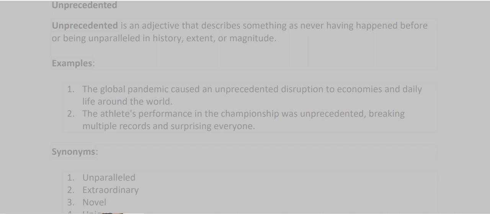Unprecedented. Unprecedented is an adjective that describes something as never having happened before or being unparalleled in history, extent, or magnitude. Examples. 1. The global pandemic caused an unprecedented disruption to economies and daily life around the world. 2. The athlete's performance in the championship was unprecedented, breaking multiple records and surprising everyone. Synonyms. 1. Unparalleled. 2. Extraordinary.